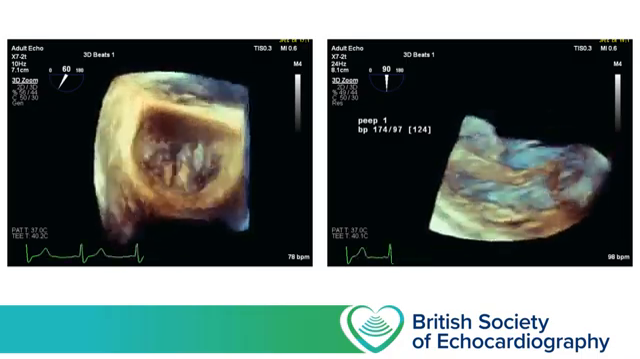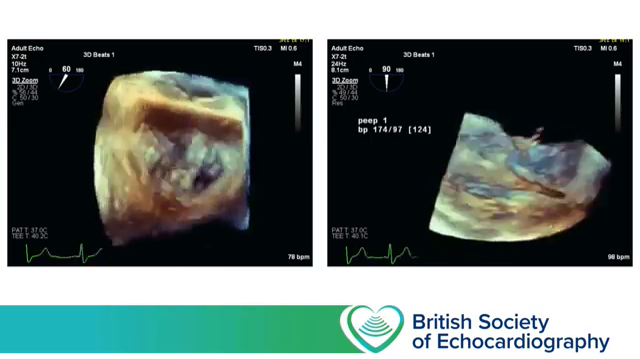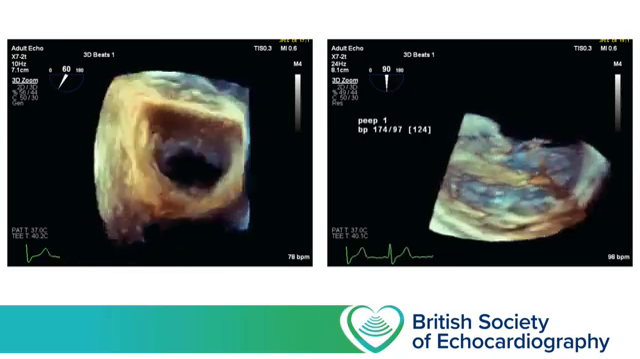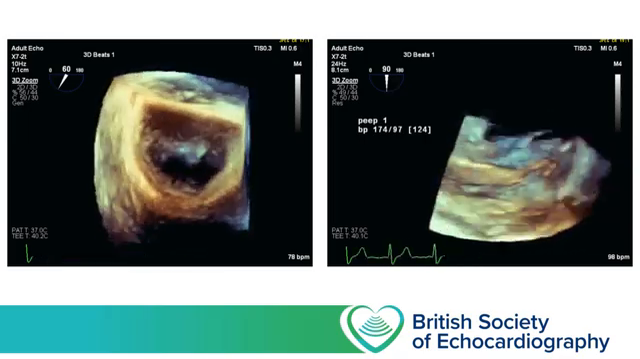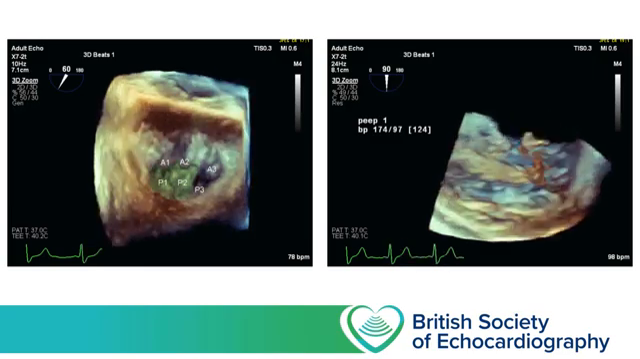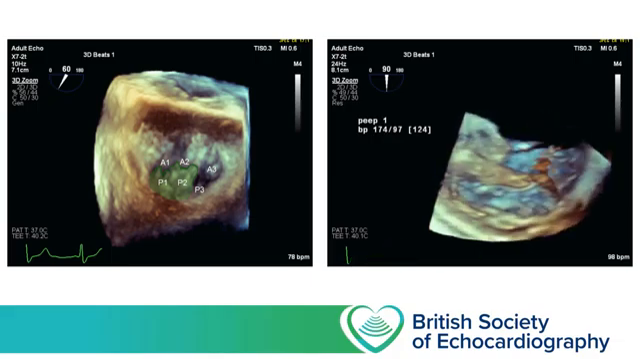Here on the left we can see a 3D reconstruction of the mitral valve, and we can imagine that we're viewing the valve from the left atrium looking towards the left ventricle, with the anterior leaflet superior and the posterior leaflet inferior. And here I've highlighted the flail segment, which is the anterior and lateral portion of the posterior leaflet.